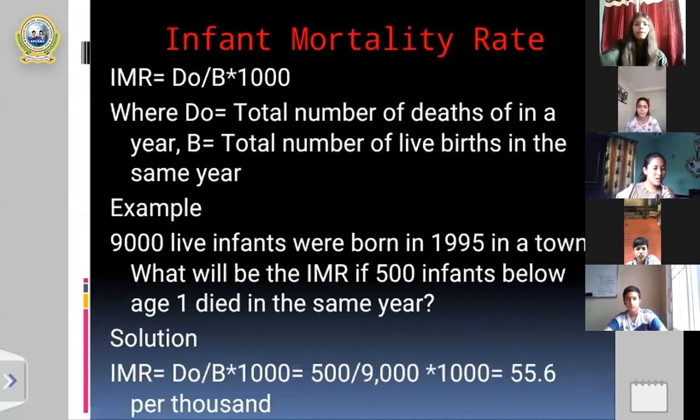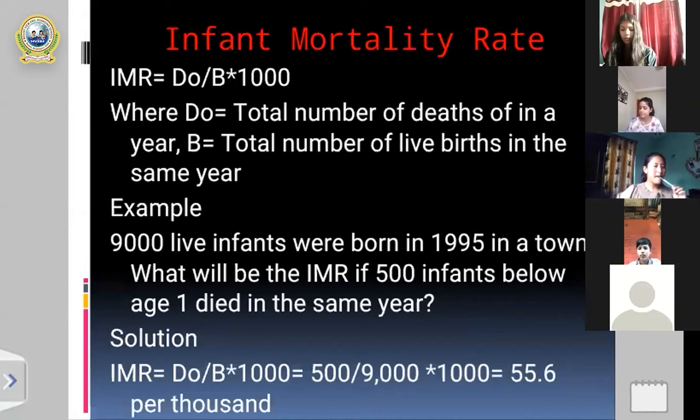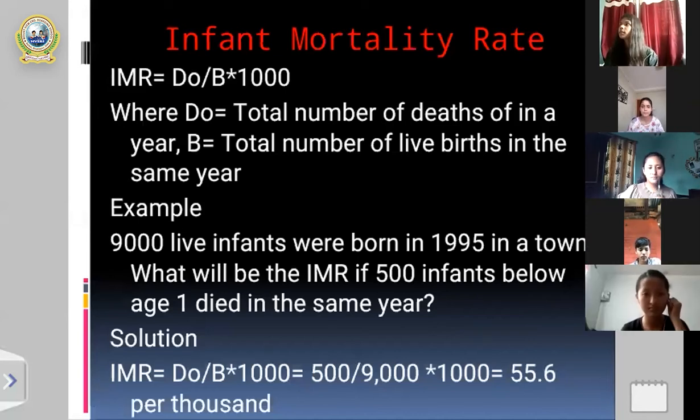Once again, I want to read that question. 9,000 infants were born in 1995 in a town. Now we have to calculate IMR if 500 infants below age 1 died in the same year. In the same year means in 1995. That is the question. Now we have to calculate IMR. Okay, you can see the solution.